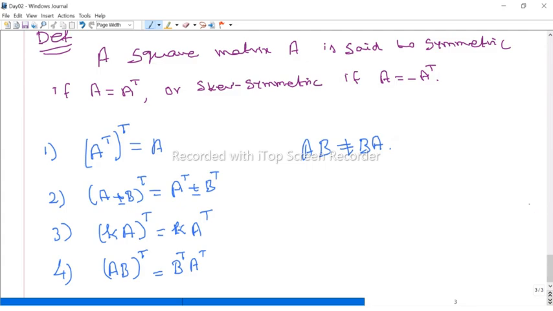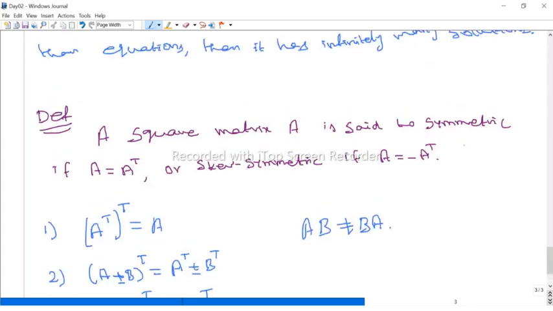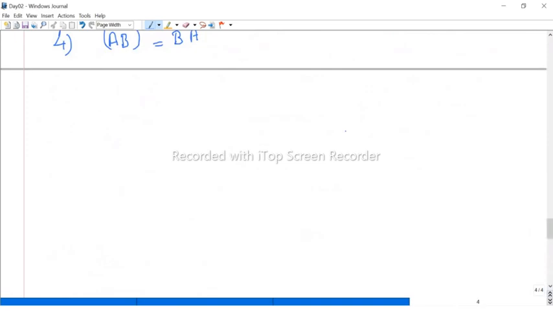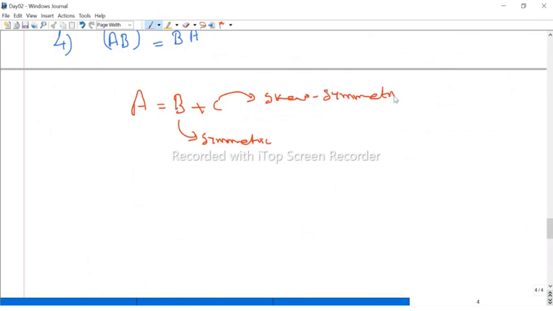Now, using these properties, we can show that any matrix A can be written as a sum of symmetric and skew symmetric matrices. Take any matrix A; we can write it as a sum of two matrices B plus C, where B is a symmetric matrix and C is a skew symmetric matrix. Any square matrix can be written as a sum of a symmetric and a skew symmetric matrix in a unique way. That means there is only one symmetric matrix and only one skew symmetric matrix for any matrix A.